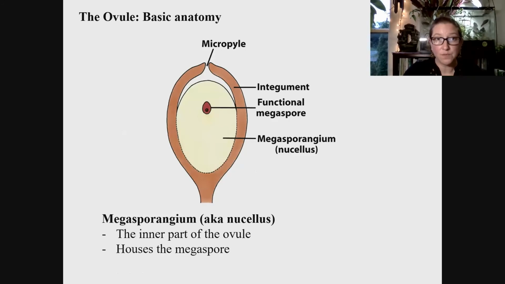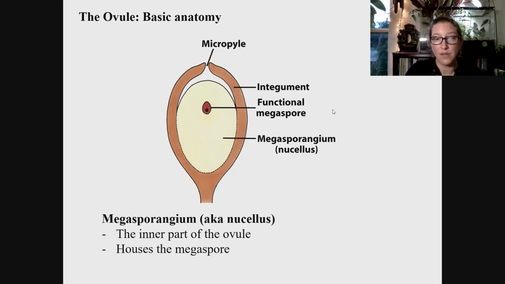This is an ovule. So this is some basic anatomy of the ovule. So you have megasporangium, which I'll use blue. So you have megasporangium, aka nucellus. They're the same thing. Megasporangium is fine. And that's this whole thing here. And inside of that is where your megaspore is going to be located.